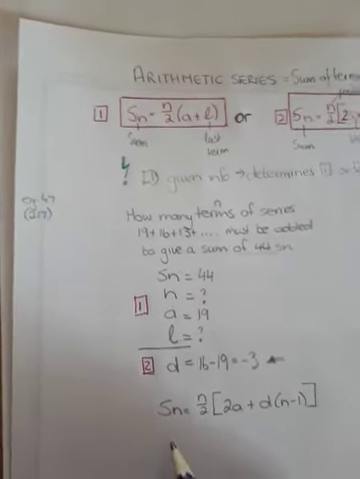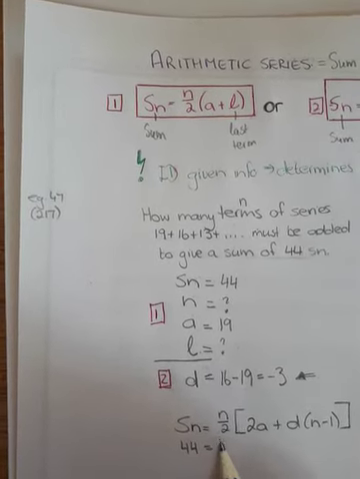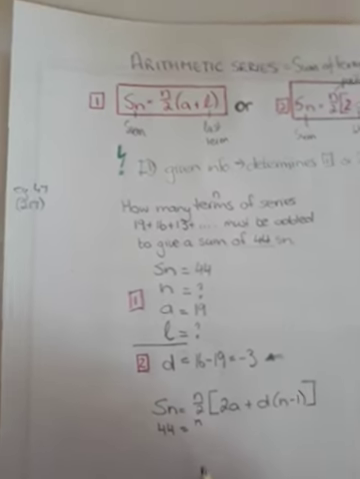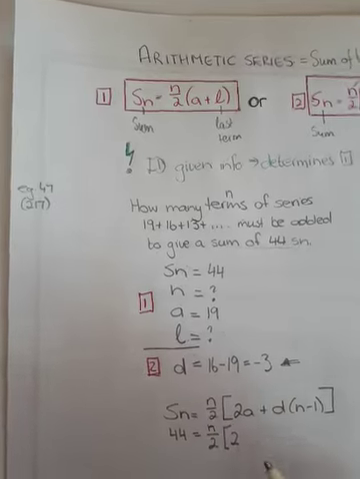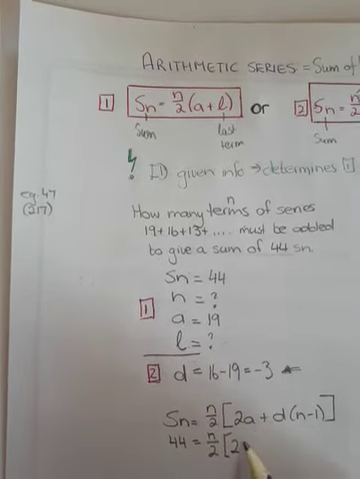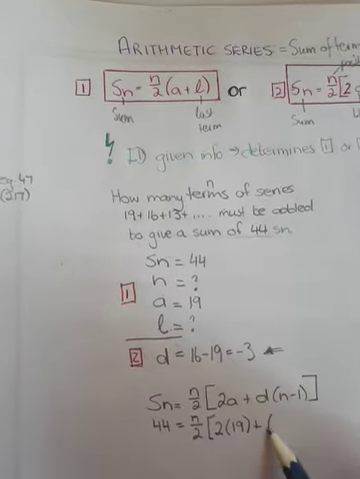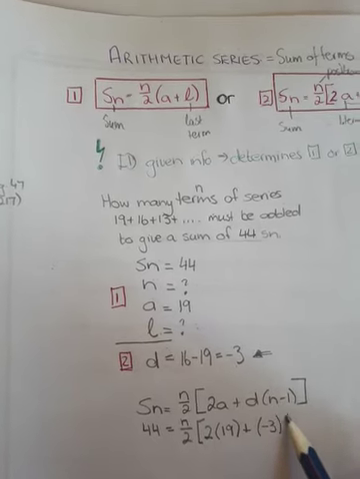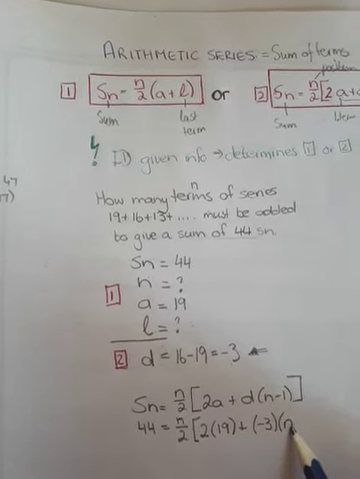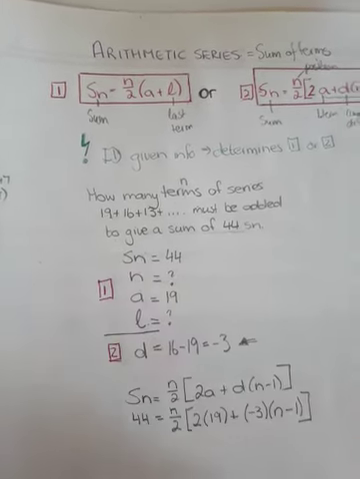Okay, so once again, step 1 is to substitute. Instead of Sn, we will write 44. Remember, n is being asked, so that will remain n over 2. Then we have 2 times term 1, which is 19, plus we have calculated the common difference, which is negative 3, times n, once again the variable we must calculate, minus 1, and close the brackets.